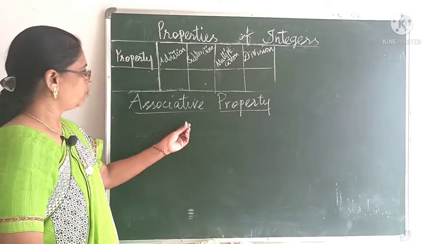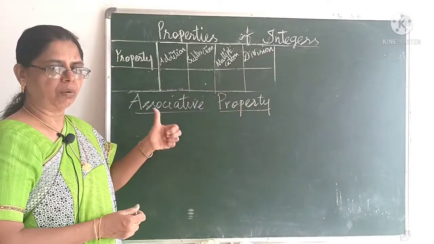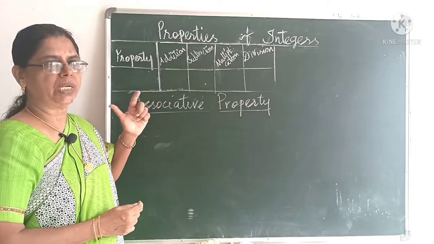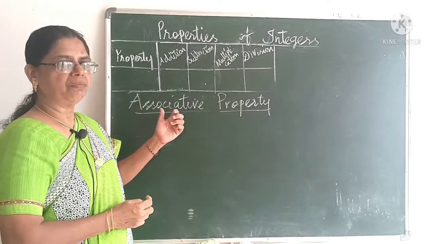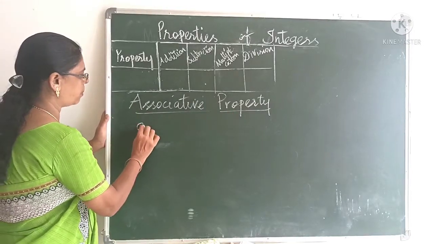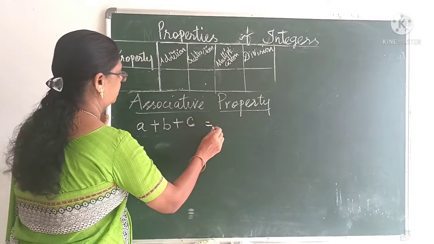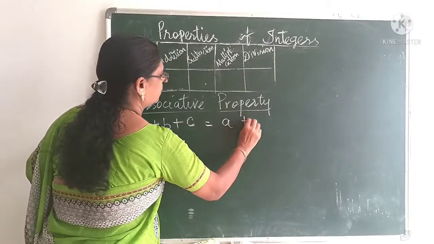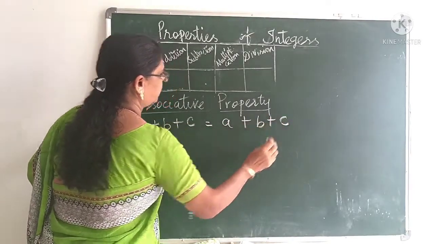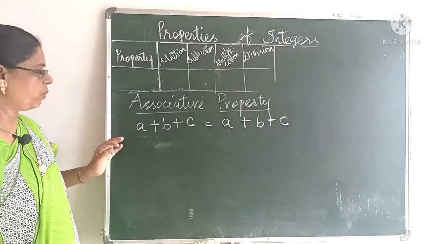Children, now we will learn associative property. We have already learned closure property and commutative property. Thirdly, we are learning associative property. See, associative property, in associative property, we are going to group the numbers in different ways.